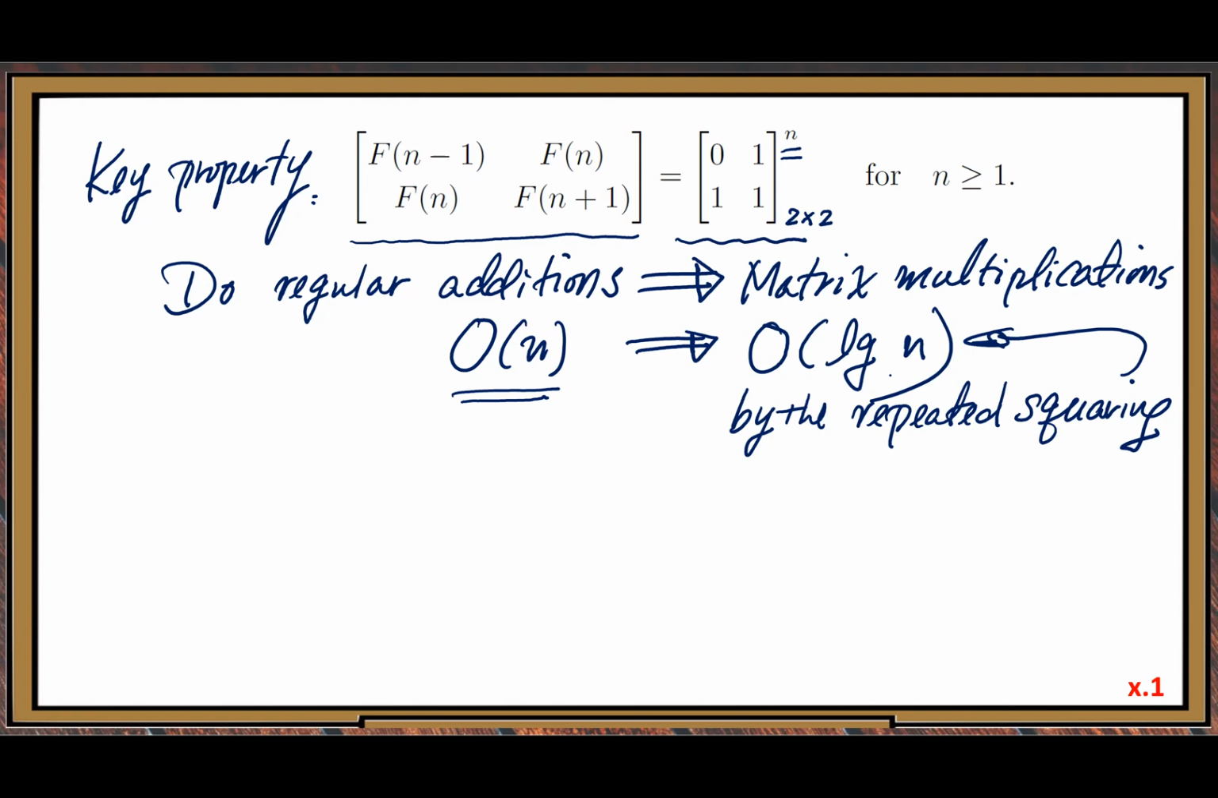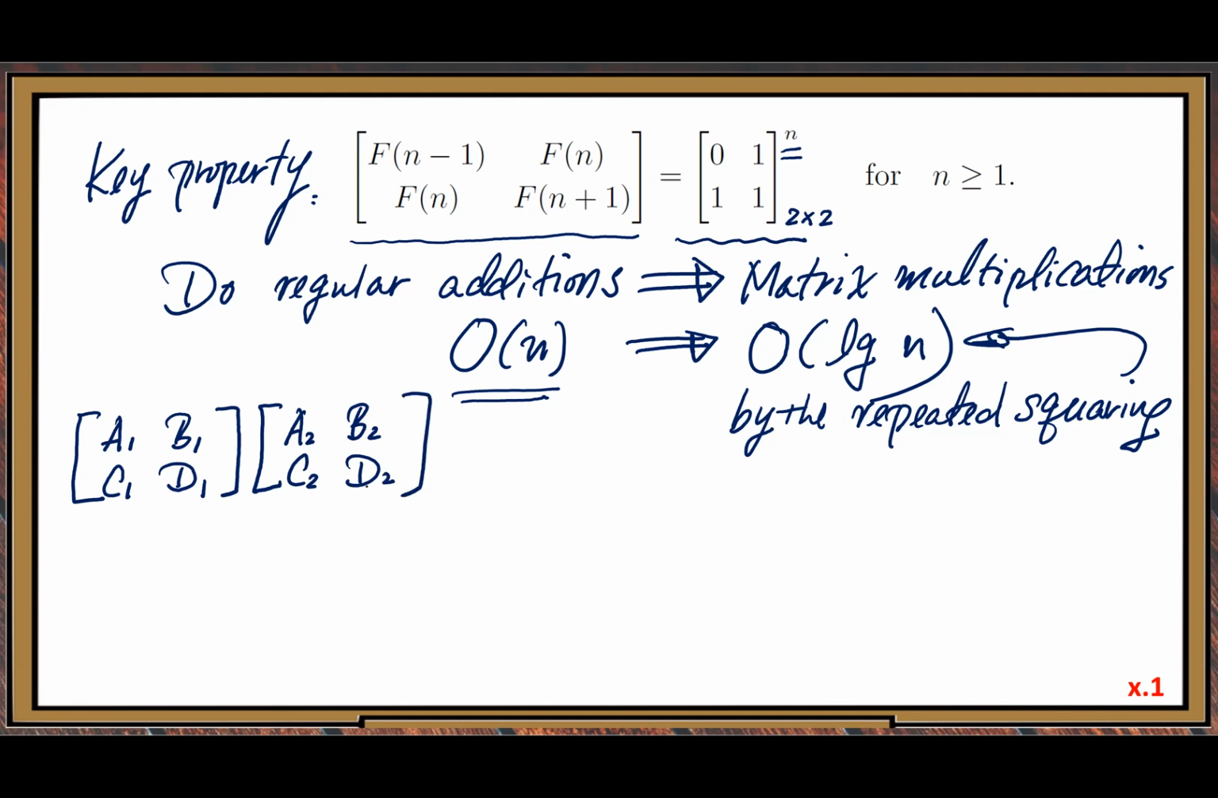To understand this algorithm better, let me review the matrix multiplication a little bit. I hope most of you know about matrix multiplications, but here I just review a little bit. So we do 2 by 2 matrix multiplication. Let me use the first matrix A1, B1, C1, D1 for 4 entries. The second matrix, we use A2, B2, C2, D2 for 4 entries.